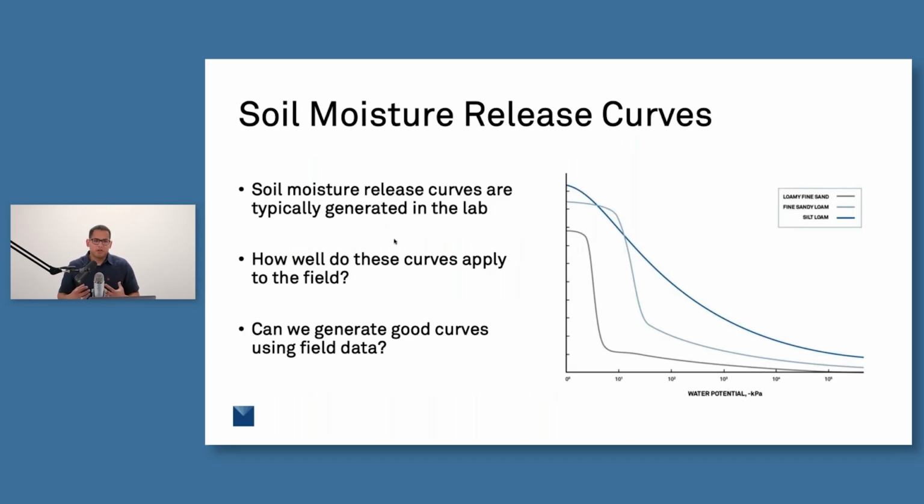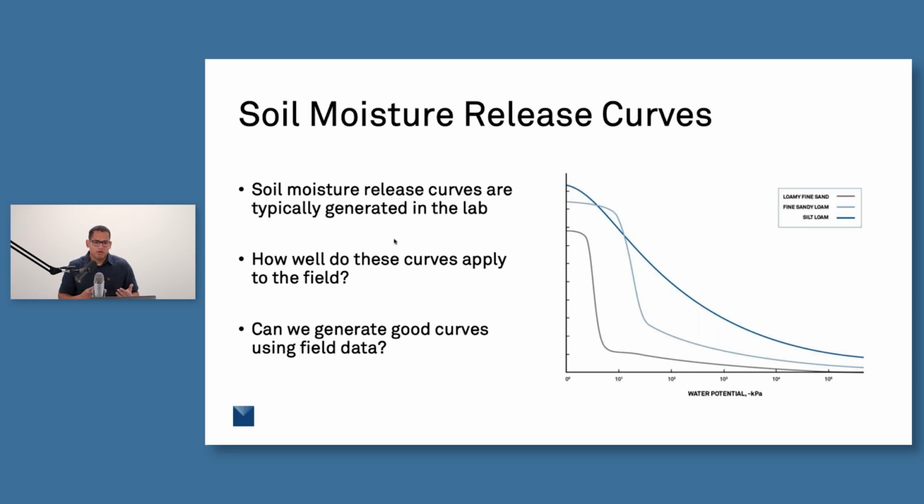Soil moisture release curves are typically generated in the lab. Here we have some good examples of soil moisture release curves that were generated in the lab for 3 different soil types: a silt loam, a loamy fine sand, and a fine sandy loam. Everybody's very familiar with this. This is the typical approach that we take.